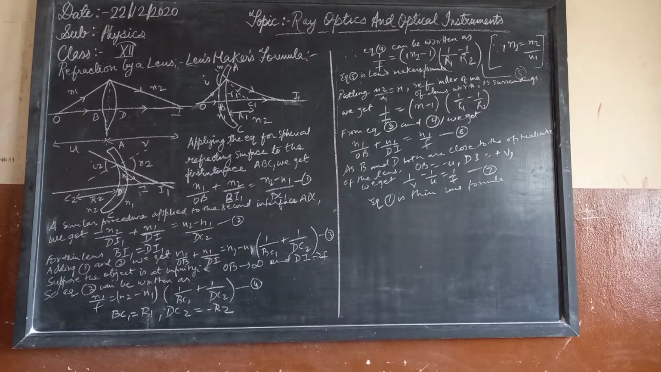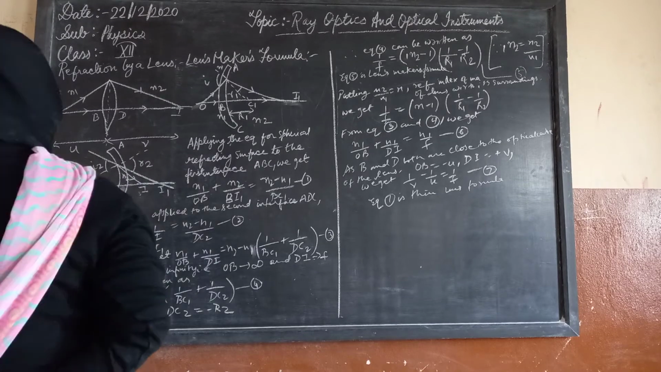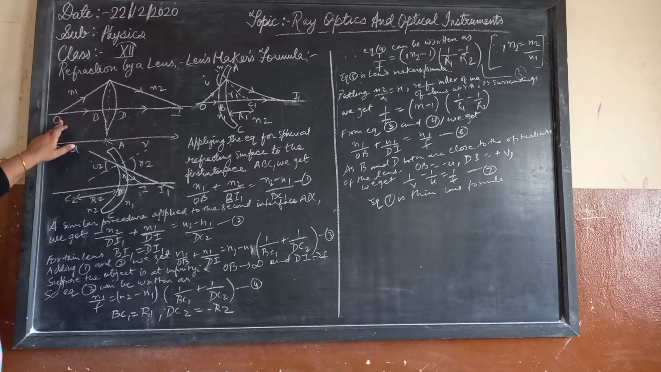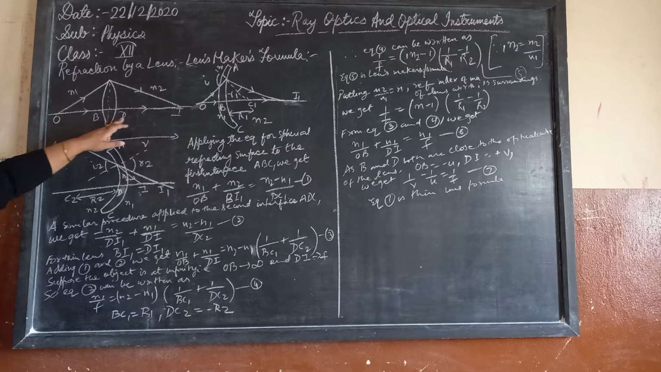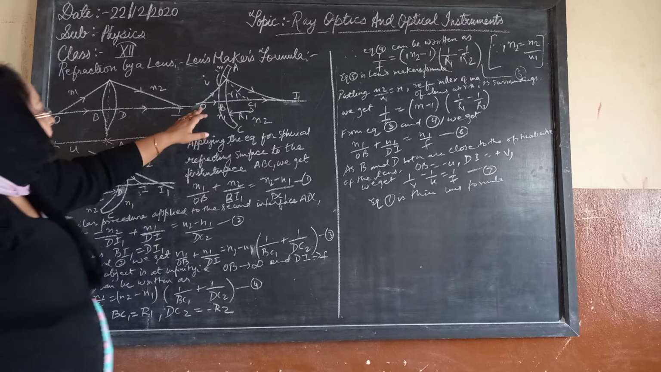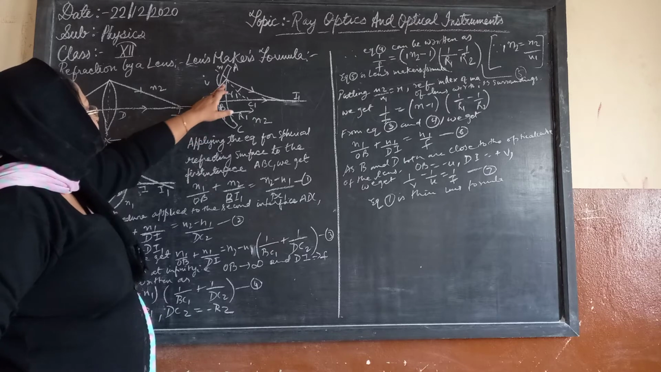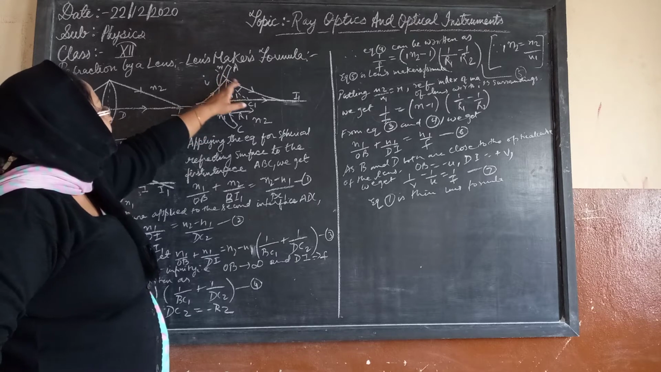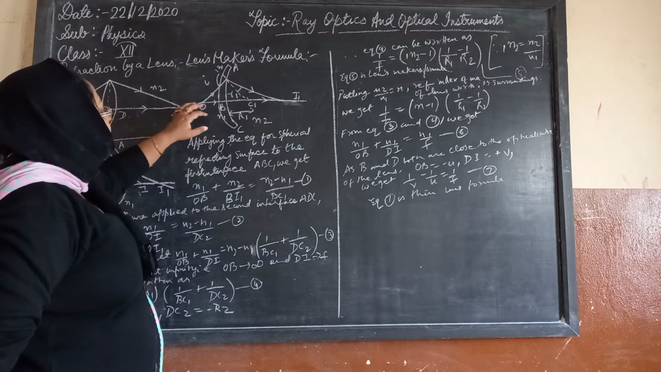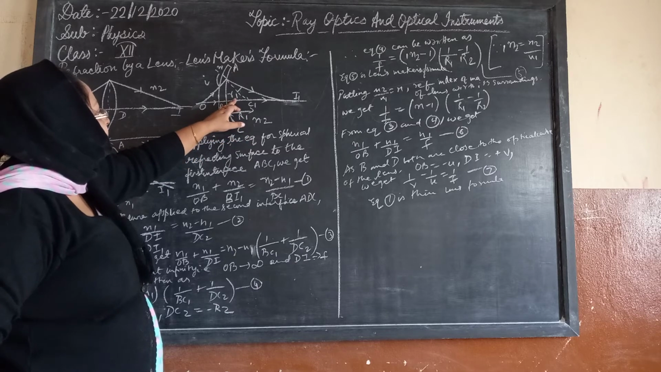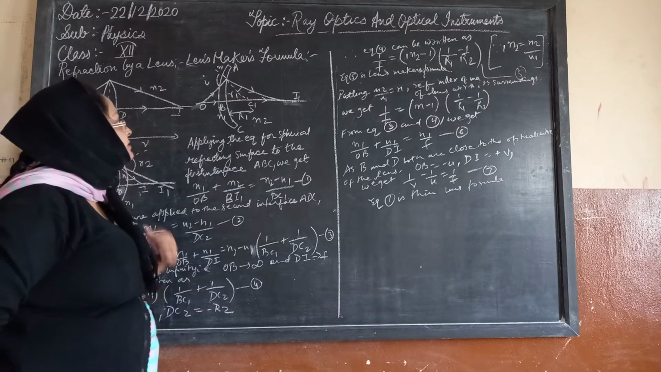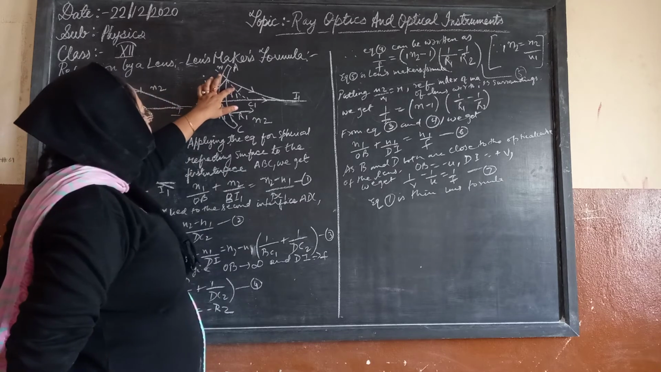Now let's see the lens maker's formula, refraction by a lens itself. Here the object is at O, near the image, and the lens is taken in the middle. This is n1, this is n2. The ray from the object is incident on the lens, and the image is formed at I1. This distance is R1, and R dash is the refracted ray here.